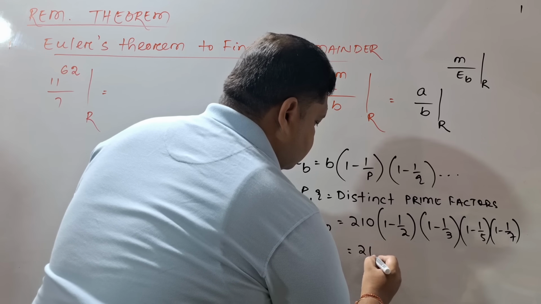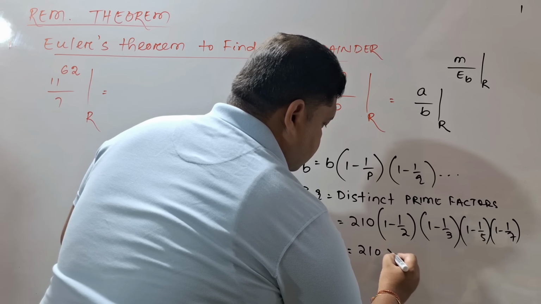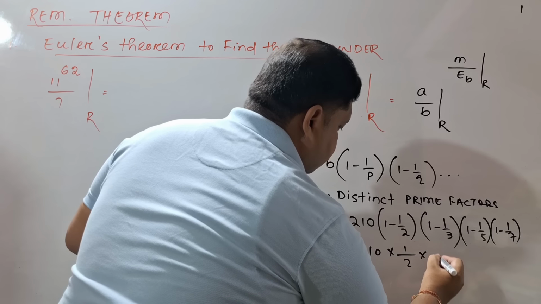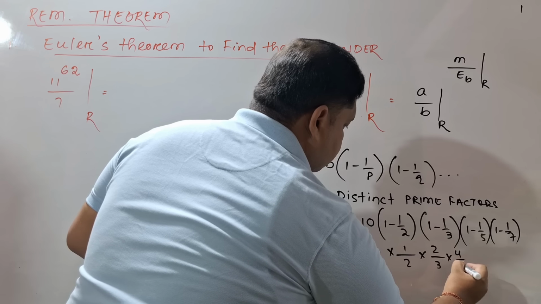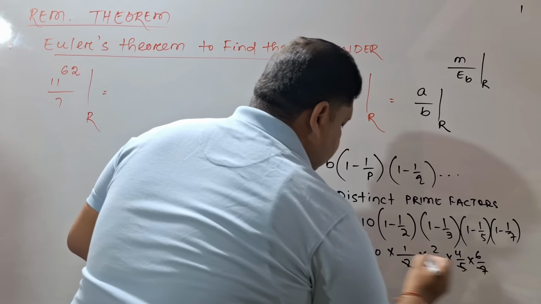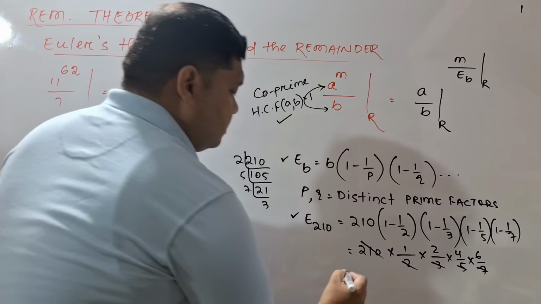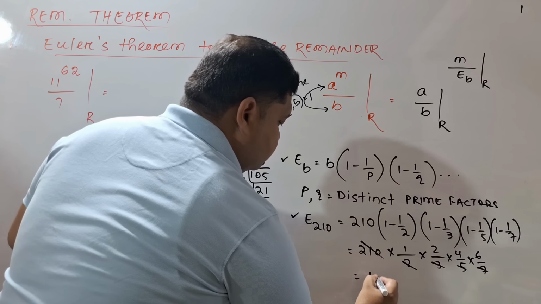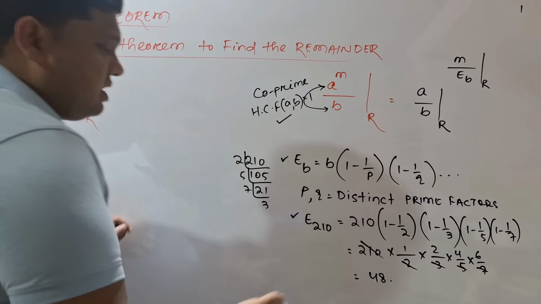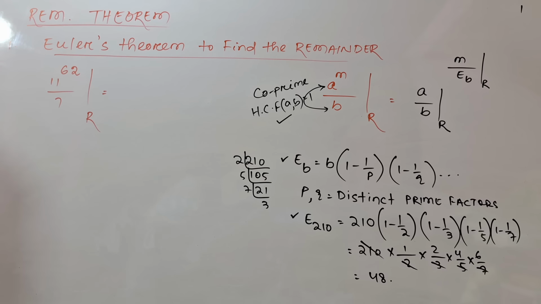If I apply this, it is 210 into, taking LCM, 2 minus 1 over 2, 3 minus 1 is 2 over 3, so this is 4 by 5 and this is 6 by 7. 2, 3, 5, 7 are the factors of 210, so they get cancelled. If I multiply 8 into 6, I get 48. So Euler's number of 210 is 48. At the last, it is visible, 48.